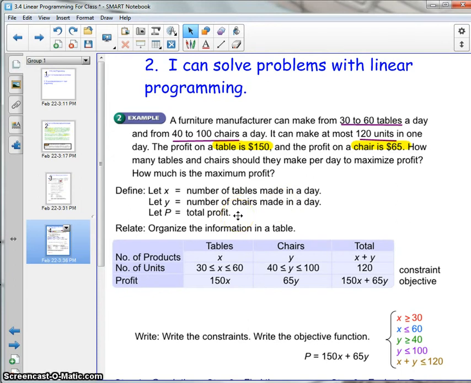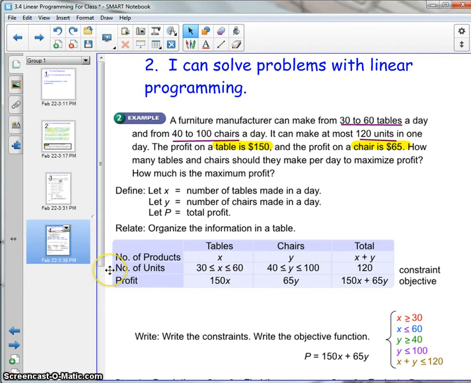So then we're going to use a table in order to organize our information. So we have our columns, which are our tables, our chairs, and our total, and then in our first row here we look at the number of products. Well, we don't know how many products we're going to make in tables and chairs, so we're just going to use our variable. So number of products for tables is x, number of products for chairs is y, and the total is a combination of the both, so x plus y.